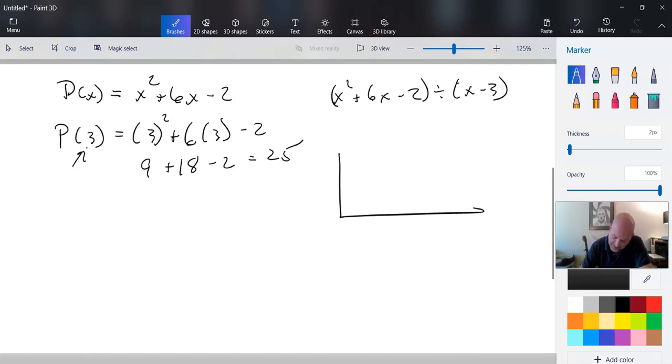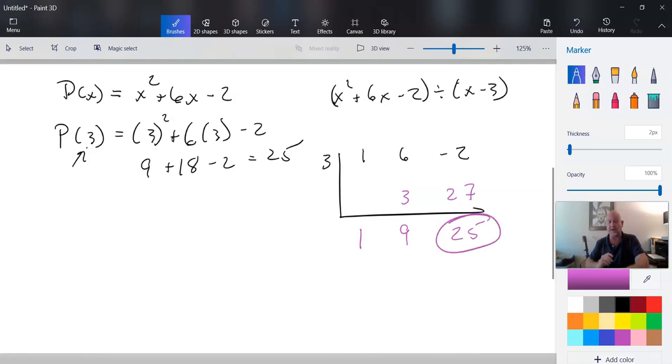So that means I have a 3 on the outside because it's going to be the opposite of this. And then my coefficients are 1, 6, and negative 2. So let's see how this goes. We get 1. And 3 times 1 is 3, so I'll write that down. That gives me a 9. 3 times 9 is 27. If I add those, I get 25, which is my remainder. The last term is always your remainder.